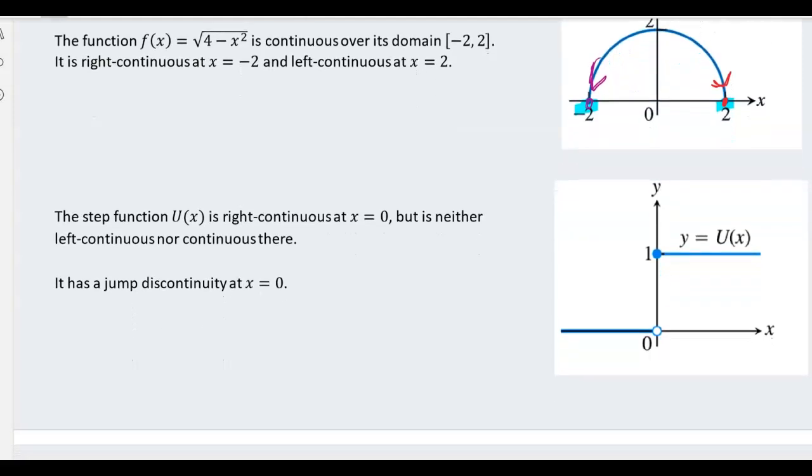This is a step function where the function takes on two different values, 0 in the negative x values and 1 in the positive x values. There's a jump discontinuity here because we can see that there's this space in the middle between the two parts of the graph. But we can say that it is right continuous at x equals 0, again, because the limit that the function is approaching matches up with what the function value is at that point, x equals 0.